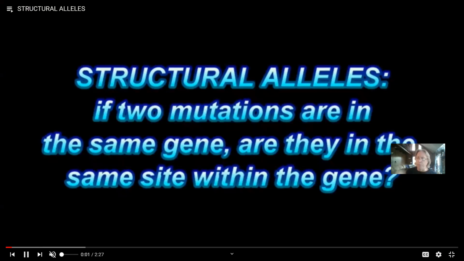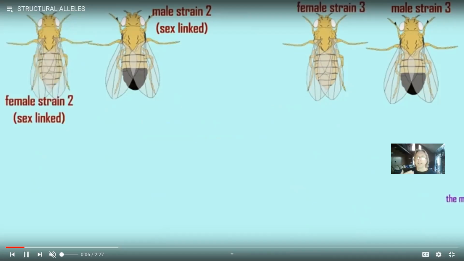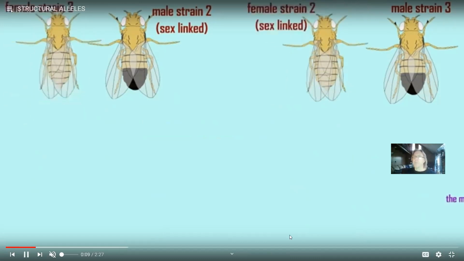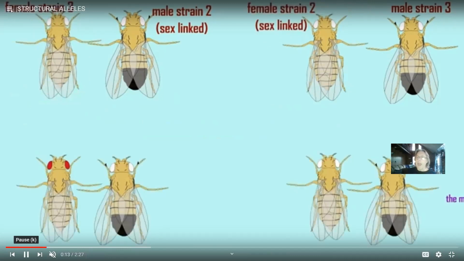Next question. Lab number 1 and lab number 2 have mutations causing white eyes. I'm sorry, lab number 2 and lab number 3. Let's say we have strains causing white eyes. And we know that it's the same gene.